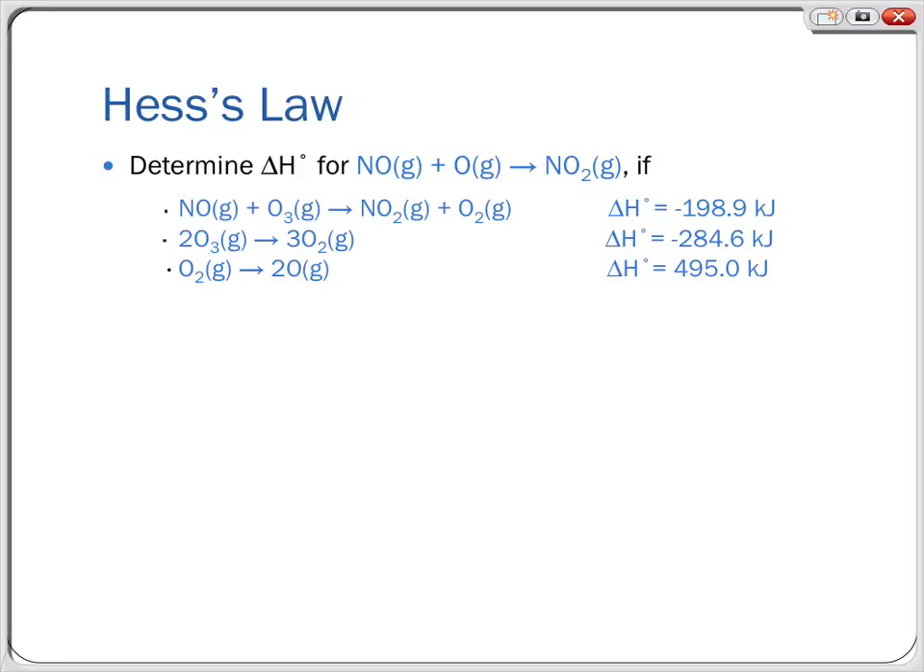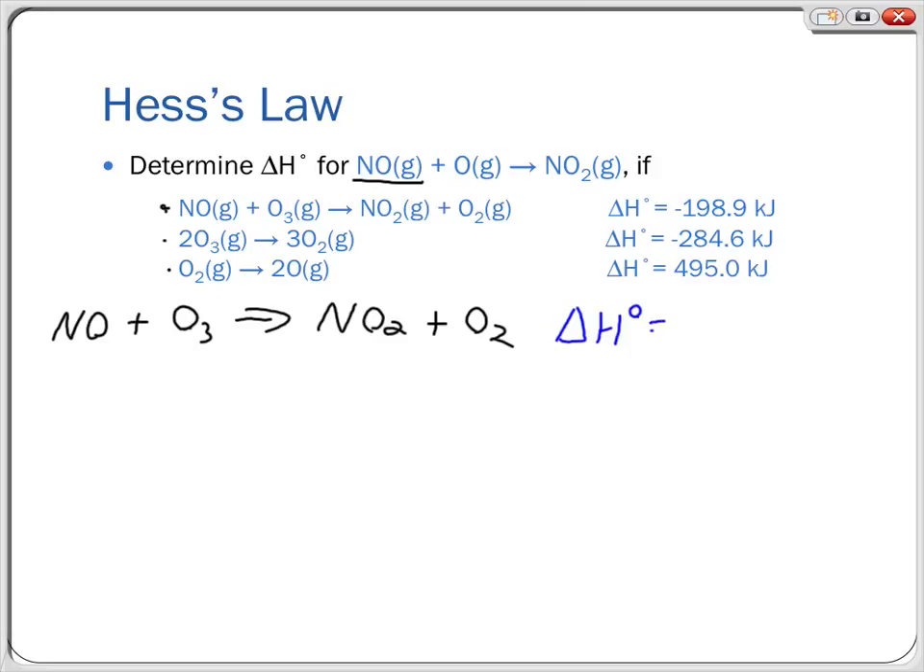And so we're starting off with, in our original reaction, NO, nitrogen monoxide, and step 1 has nitrogen monoxide. So let's start off with that one. So NO plus O3. Ozone is what that's called, just FYI. So yields NO2 plus O2. So our enthalpy change for this one, our delta H naught, is going to be equal to negative 198.9. We didn't make any changes here, so that should work out. All right, so let's look at what we want to have next here.